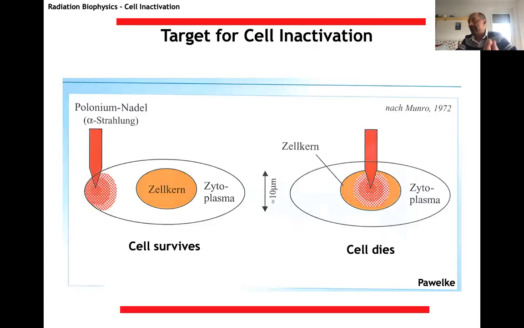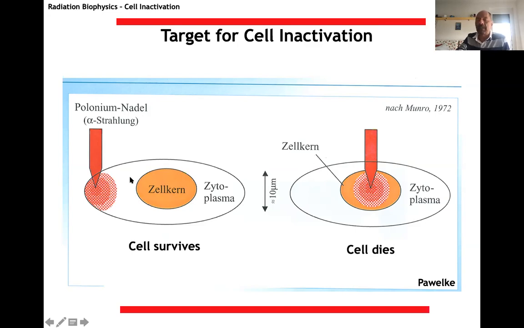The target for cell inactivation, we have discussed this many times, is certainly the DNA. One of the main pieces of evidence for this is very old, an experiment done in the 60s or early 70s by Munro, 1972. He was using a needle of polonium, an alpha emitter, and because alpha particles have such a short range, he could put the needle in the cytoplasm or in the nucleus. He clearly showed that if he put it in the cytoplasm, there was survival. If you put it in the nucleus, the cell will die.